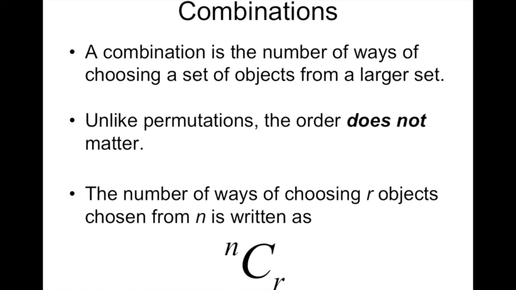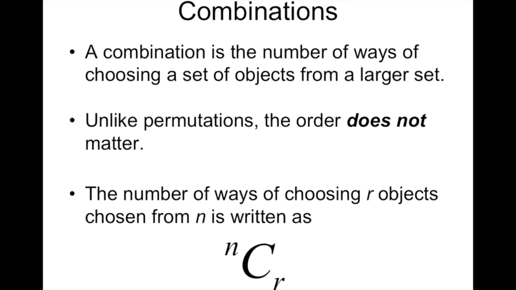Now let's have a look at the combinations. So the difference with combinations is, again, I'm choosing R objects from N objects, but this time the order doesn't matter. So for example, if I chose an A and a B, I wouldn't need to count B and A in that order as being separate. They would be the same thing. So that's the fundamental difference between permutations and combinations.